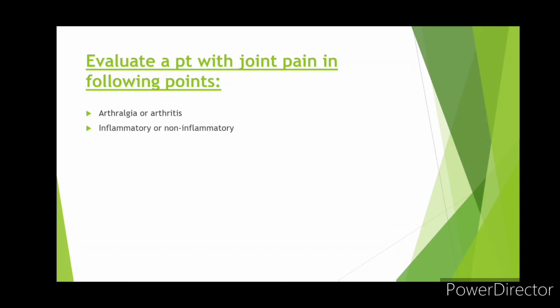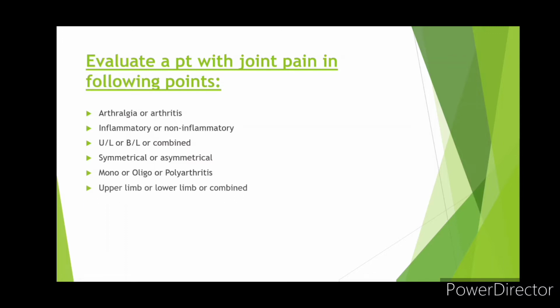Number 3. Unilateral or bilateral or combined? Number 4. Symmetrical or asymmetrical? Number 5. Mono or oligo or polyarthritis? Number 6. Upper limb involvement, lower limb involvement or combined. Number 7. Is it involving small joints or large joints or combined?